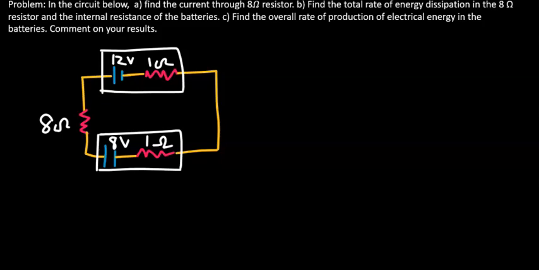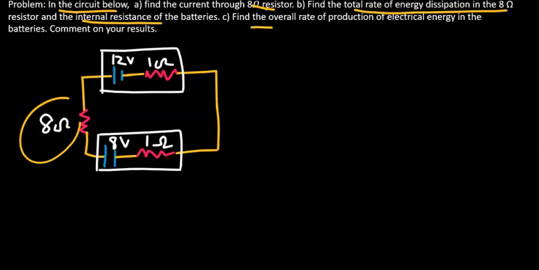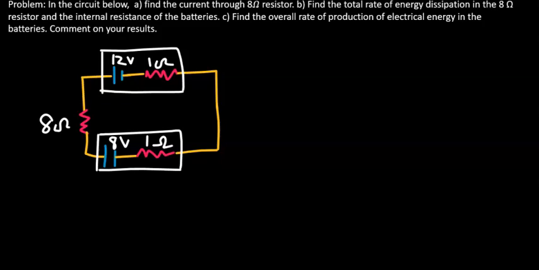Problem 2. In the circuit below, find the current through the 8 ohm resistor. The 8 ohm resistor is that one. Find the total rate of energy dissipation in that 8 ohm resistor, and also the energy dissipation in the internal resistance of the batteries. Find the overall rate of production of electrical energy in the batteries. Comment on your results. Step number 1 is to determine the total resistance in that circuit.